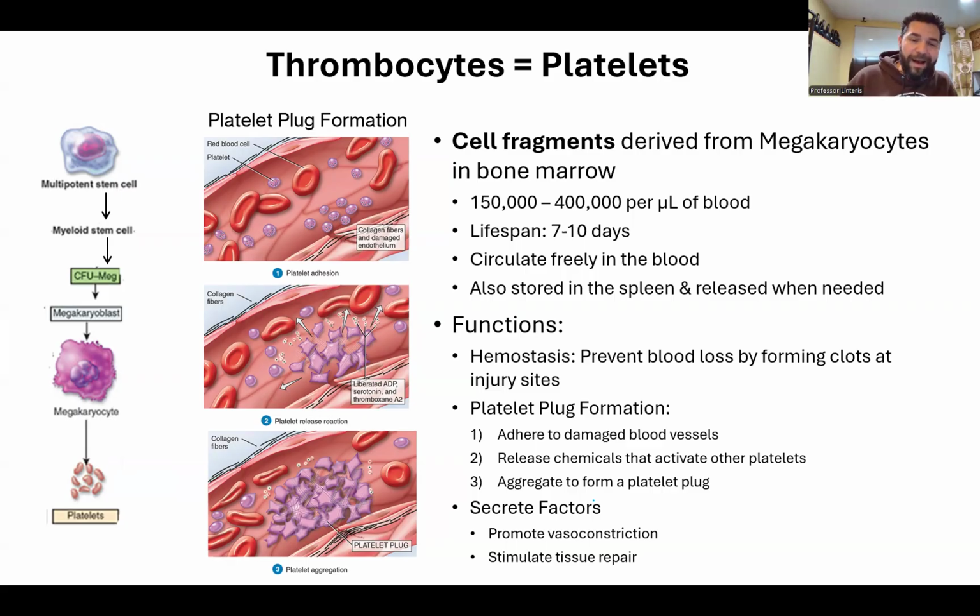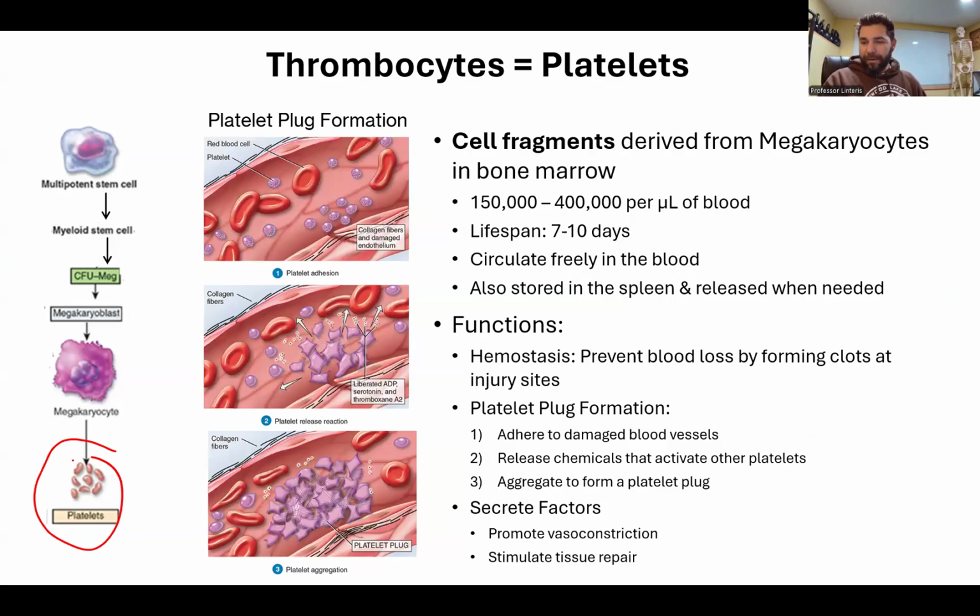So what we have are thrombocytes. The things that were facilitating that whole previous slide are platelets. A platelet is a thrombocyte, right? They are fragmented cells, fragmented big cells, if you will.